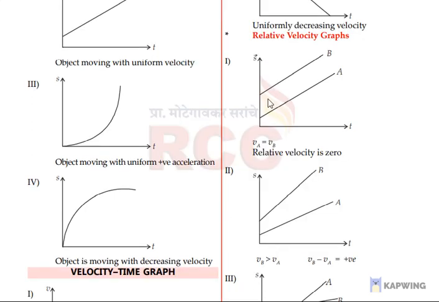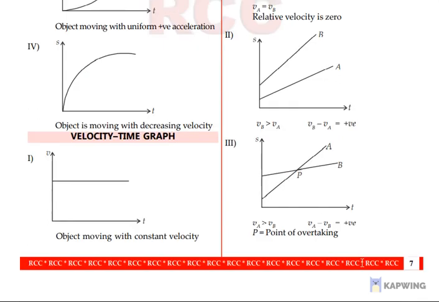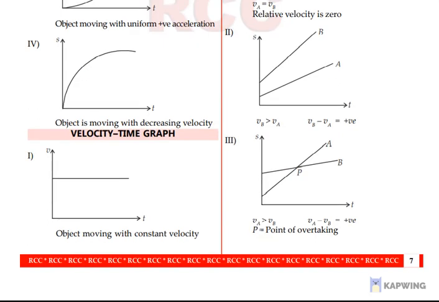Next, let's see relative velocity graphs. First graph, VA is equal to VB, so relative velocity is 0. Second graph represents VB is greater than VA. It means VB minus VA is positive. Next, third graph, VA is greater than VB, so VA minus VB is positive.